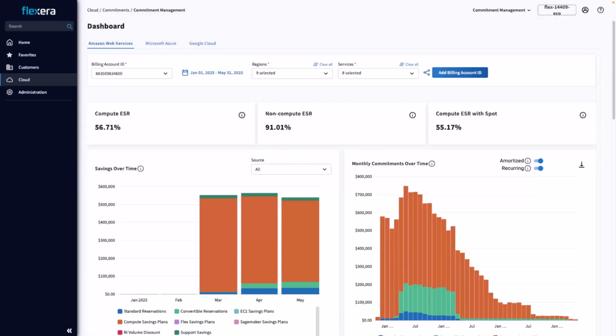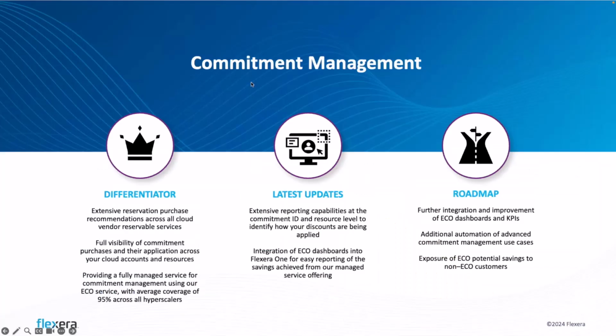So summarizing where we are, let's have a quick look at the differentiated capabilities here. We can see here that we have differentiators around the purchase recommendation types across all reservable services. We have visibility down to the commitment ID, any individual purchase or commitment that you make, to see how it is distributed across your accounts or resources or business context. And then we have this fully managed service, very popular with customers, to take the complexity away from them and provide typical coverage rates of up to 95% across all hyperscalers.